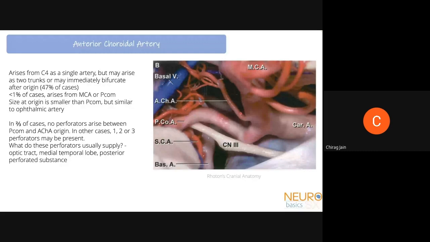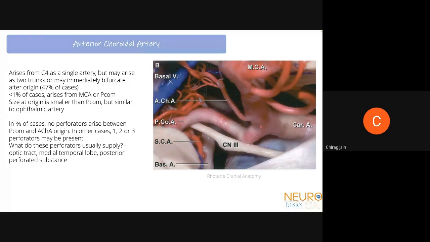One of the most important things to remember about the anterior choroidal artery origin is that when you are clipping PCOM aneurysms, it is important to dissect out the anterior choroidal artery and preserve it. Another important thing is that there can be some perforators present between the origin of the PCOM and the origin of the anterior choroidal artery. There may be one, two, or three perforators present, and these can sometimes get included in the clip being placed around the PCOM aneurysm. If you end up damaging these perforators, there can be problems related to the optic tract, medial temporal lobe, and the posterior perforated substance.